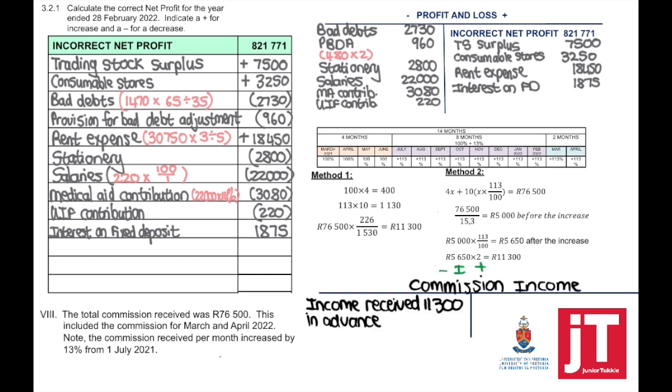If it was received in advance, it means commission income should be debited with 11,300 and income received in advance will be credited. That is a current liability. It forms part of your trade and other payables. If my income is debited, minus, it means it will have a negative effect on the net profit. Make sure that you indicate your calculation in brackets and also indicate that will have a negative effect on that net profit.